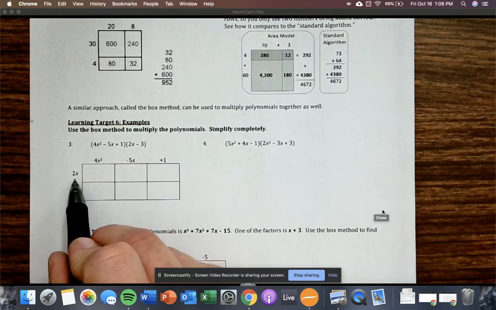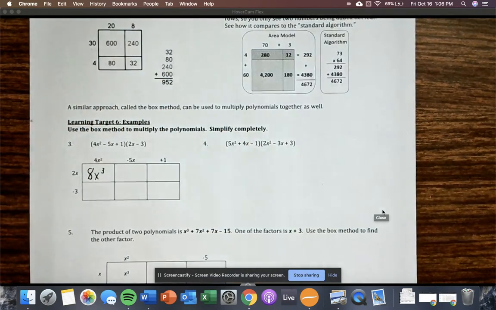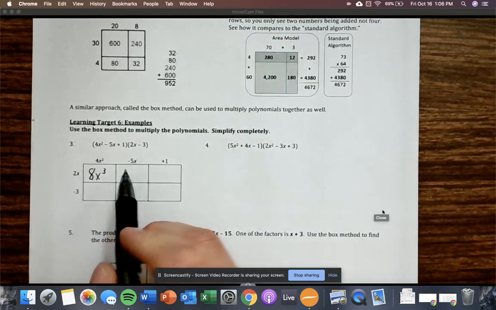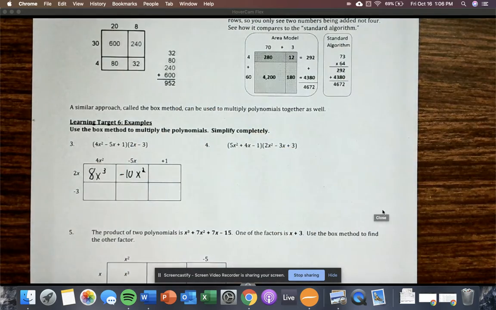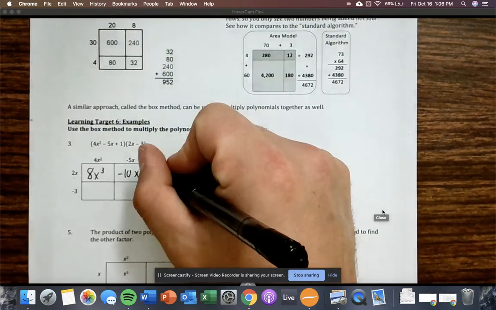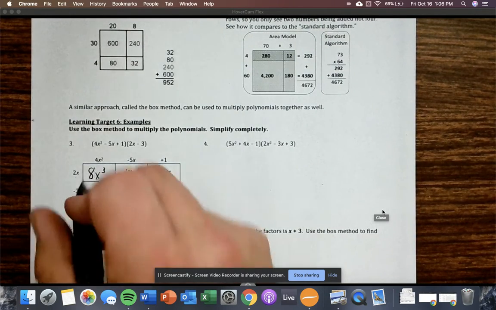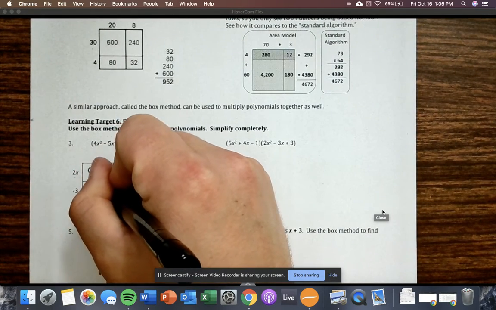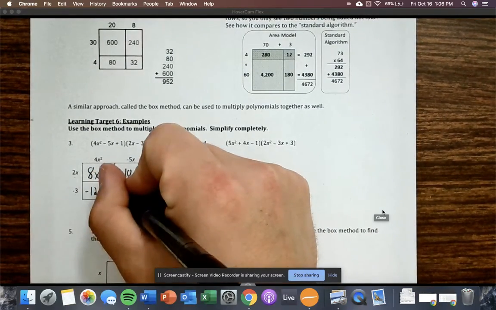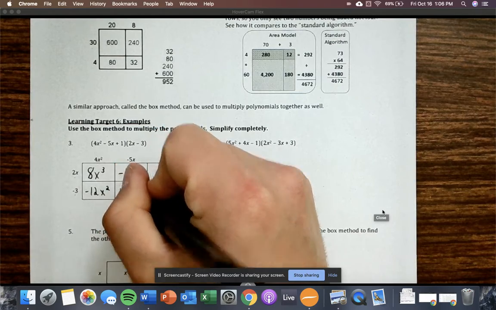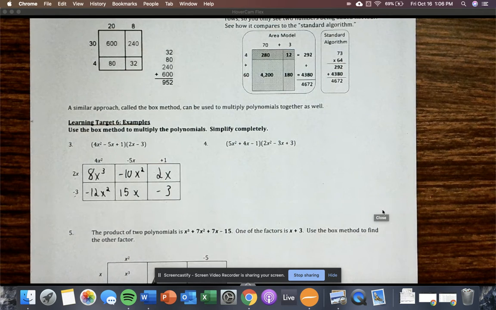So 4x squared times 2x is going to be 8x cubed. 2x times negative 5x is negative 10x squared. And then 2x times 1 is just 2x. Then we can do negative 3 times 4x squared. Well, that's going to be negative 12x squared. Negative 3 times negative 5x is going to be positive 15x. And then negative 3 times 1 is negative 3.